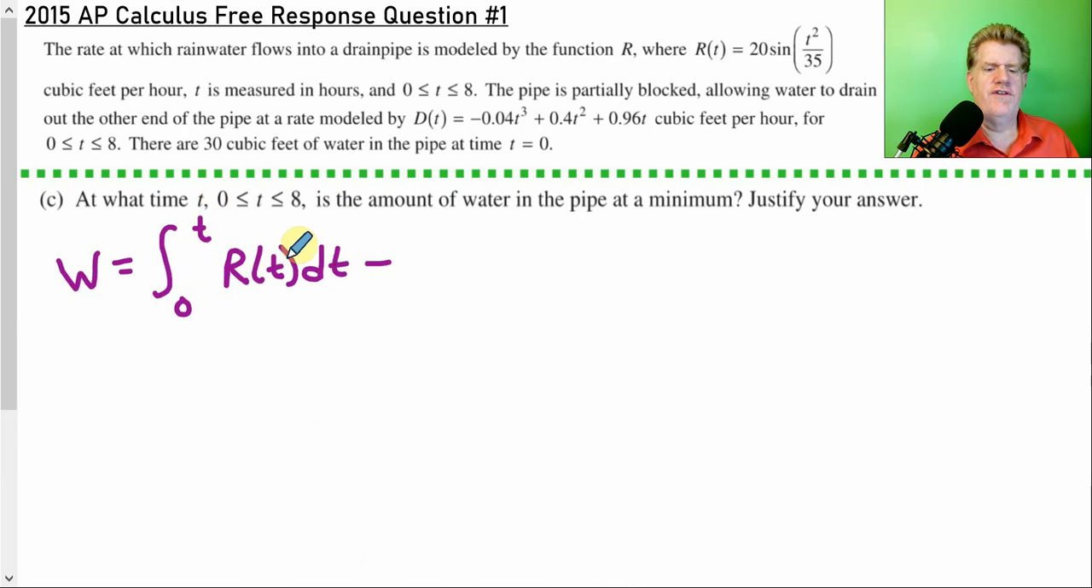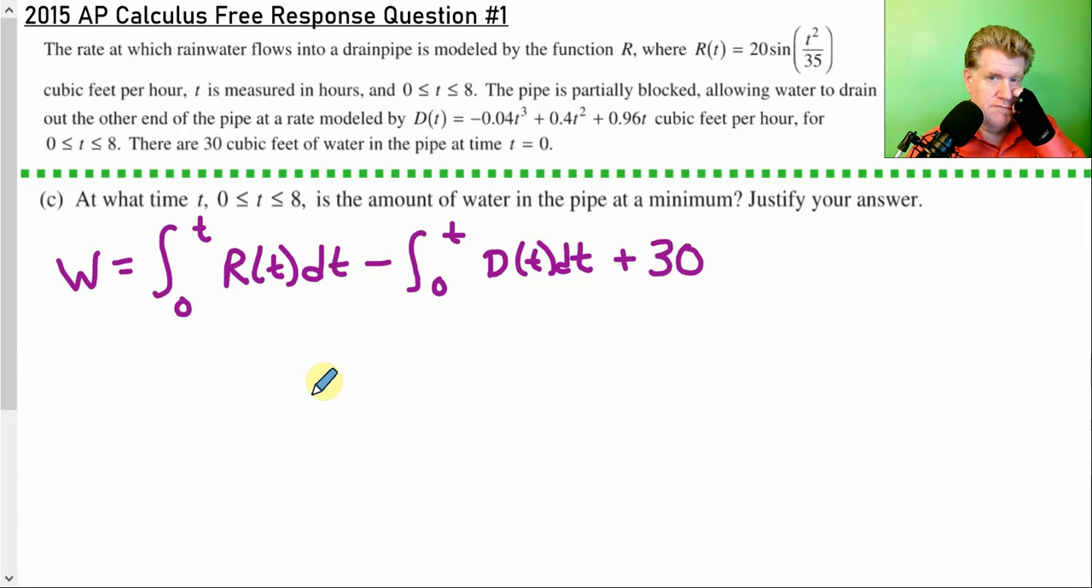Okay, minus, that's the water entering, minus the water leaving. Whoops, which is not R, it is D. Now we also know there's 30 in the pipe to start with. So that's a general expression for the amount of water in the pipe at any time.